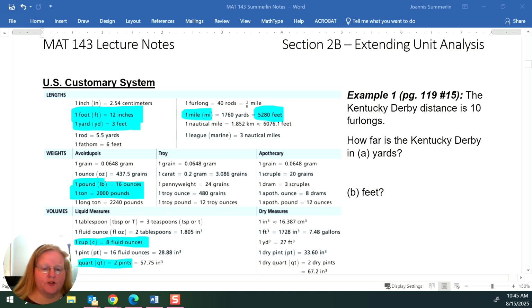So in section 2B, it starts out with a list of all the customary systems, the US customary system, all the feet and inches and pounds and gallons and time that we generally use in the US and what they all equal.